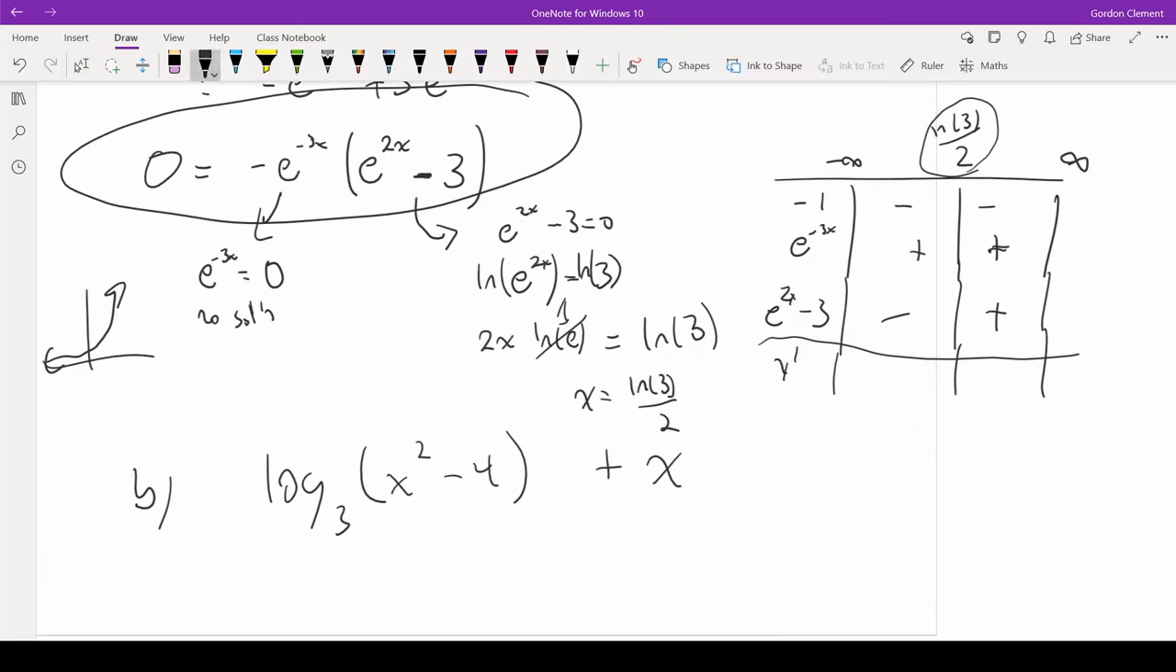So overall, our derivative is positive and then negative. And that was a horizontal tangent there. So we have a local max at x equals the log of 3 over 2. All right.